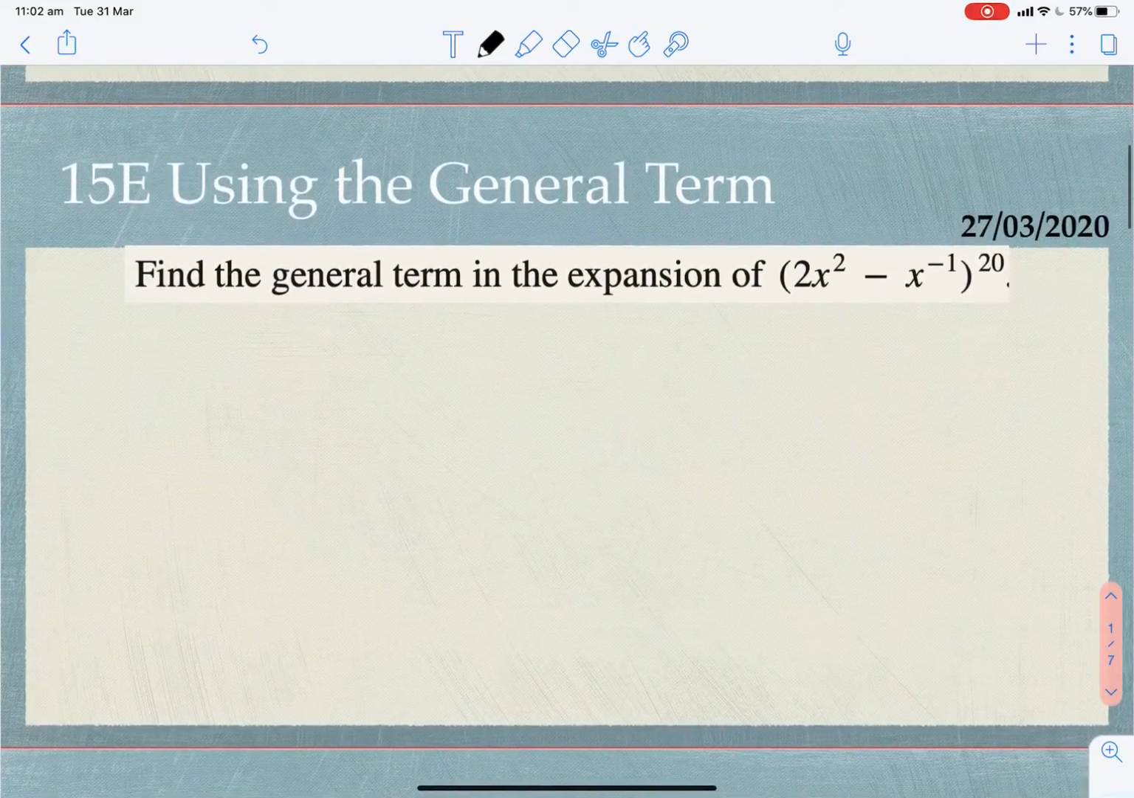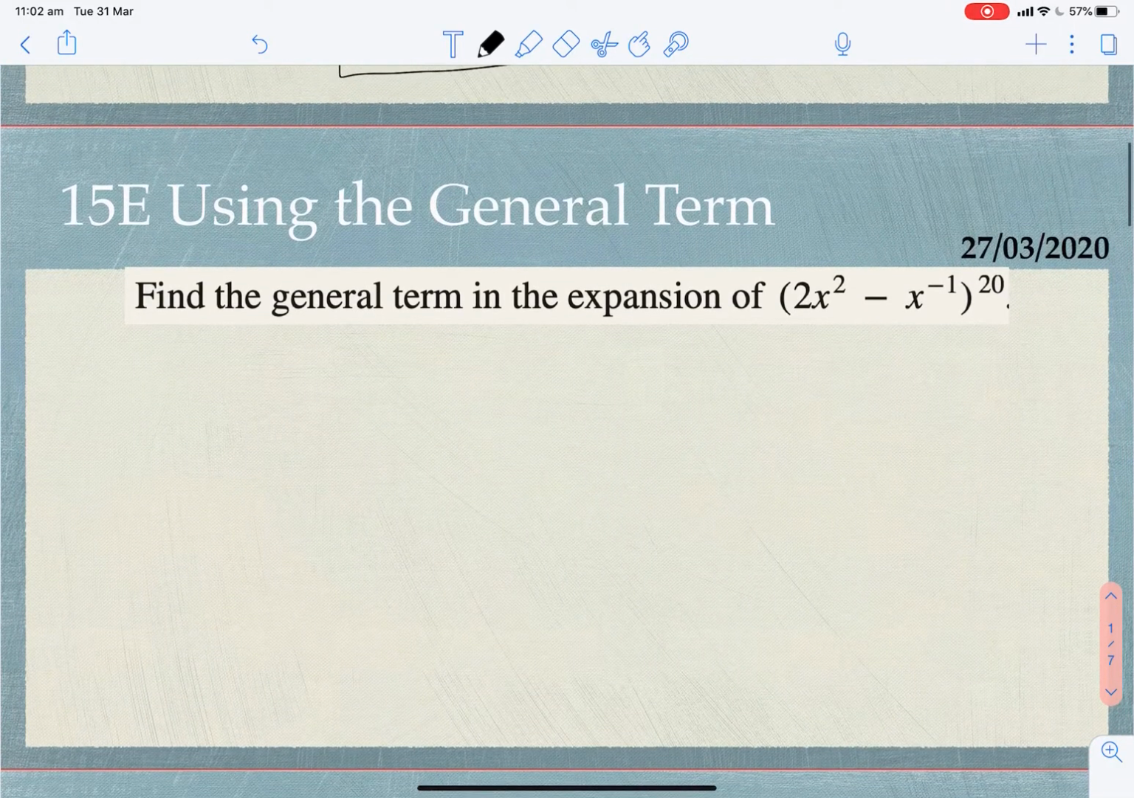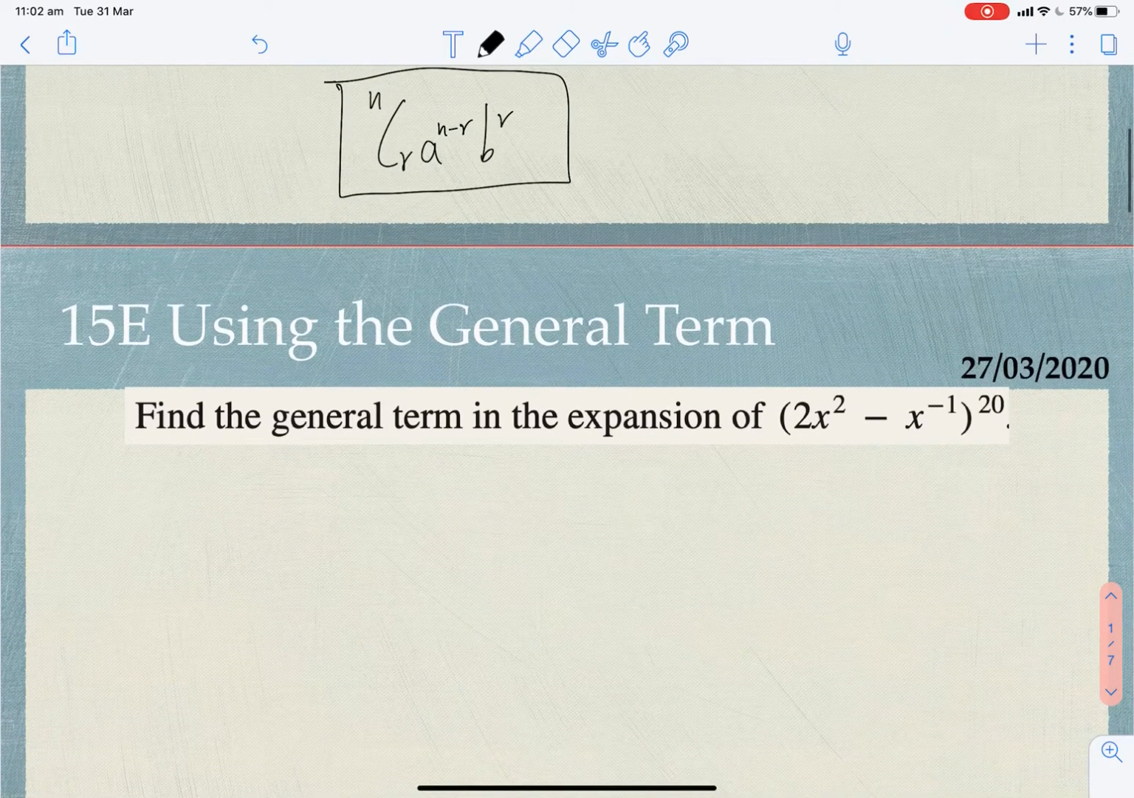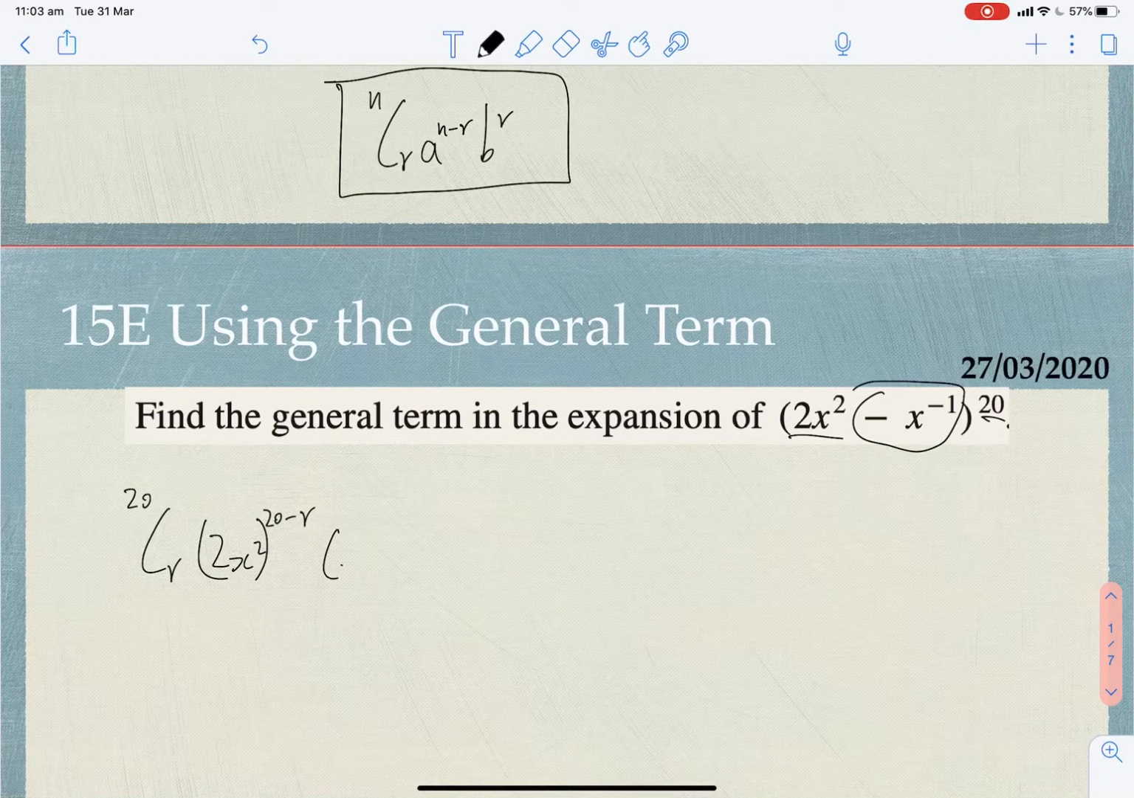So let's have a look at this one, expanding the general term for this. I leave the general term at the top. In this case, n is 20. So that will be 20 choose r, we don't know what r is. For the general term, we use r. So a in this case is 2x squared to the power of n minus r, which is 20 minus r. And then b in this case is this whole lot, not just x to the power of negative 1. Make sure if it's negative, you include the negative sign in there too. That will be negative x to the power of negative 1, to the power of r.